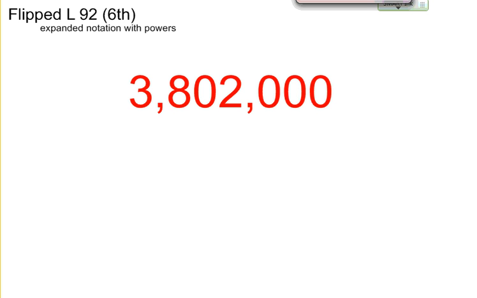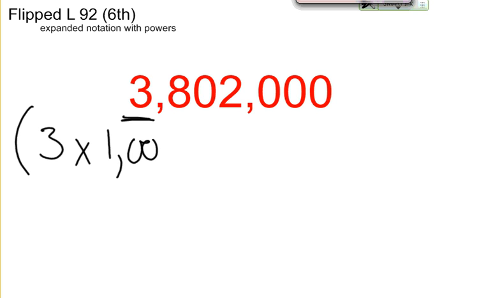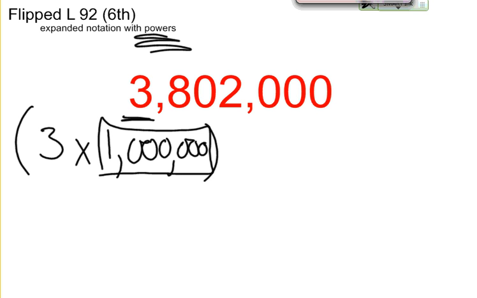So expanded notation, if you remember, we haven't done this for a while, is where we take the number and then multiply by its place value in terms of powers of 10. So in this case, this would be 3 times 1 million. And so we have that idea. However, we want to use the idea of power. So we want to change this number into a power of 10.